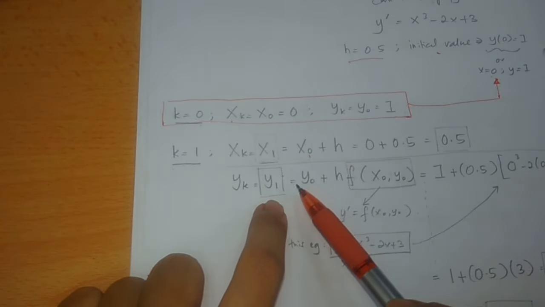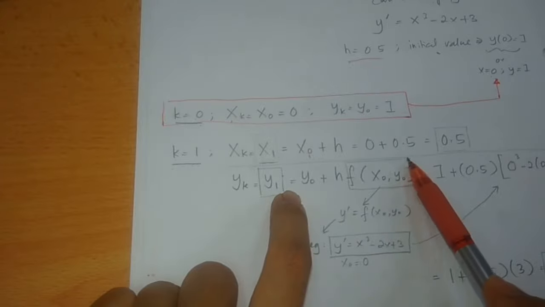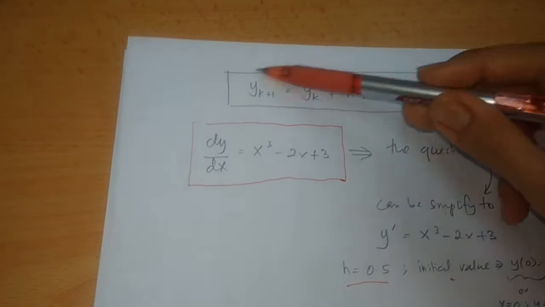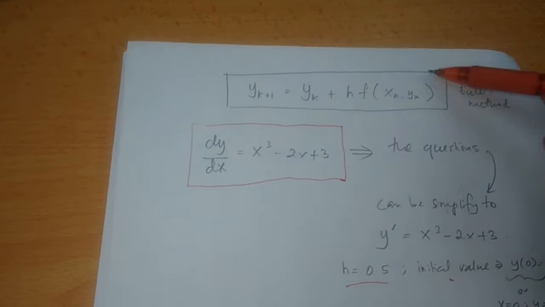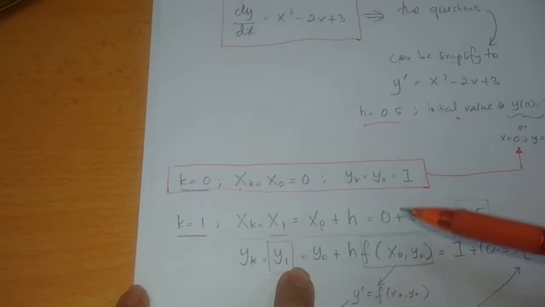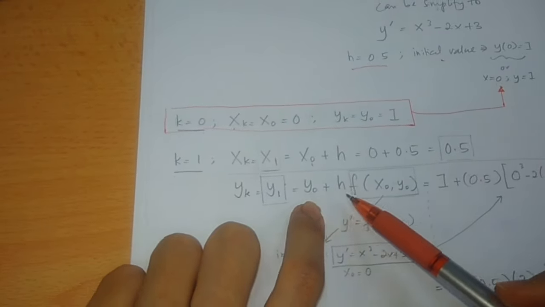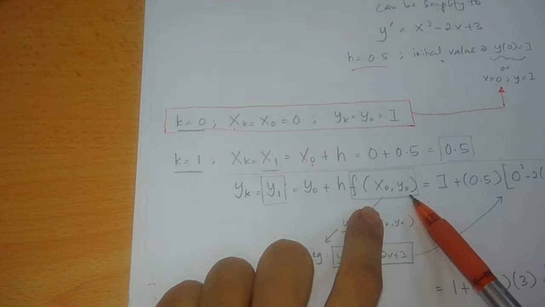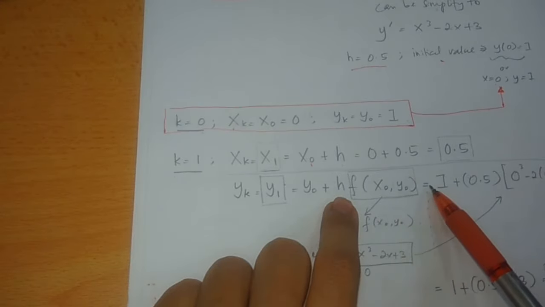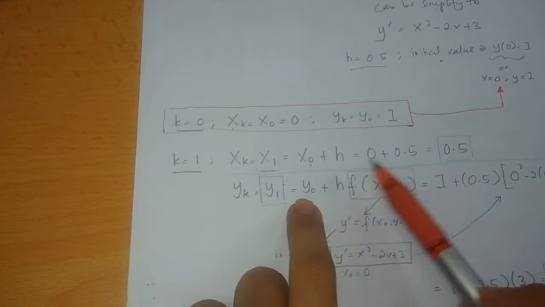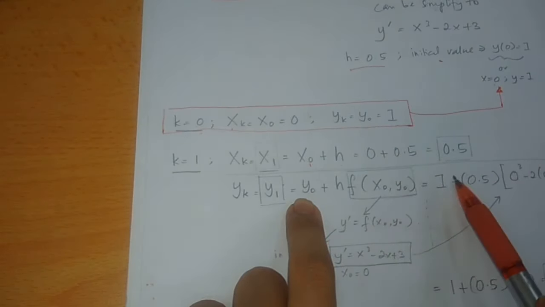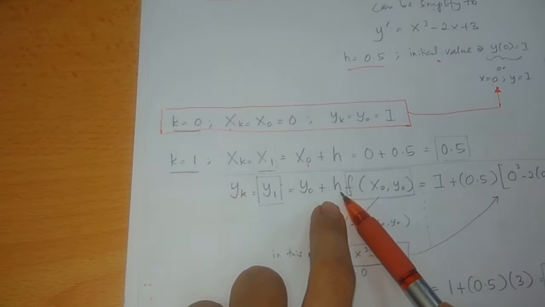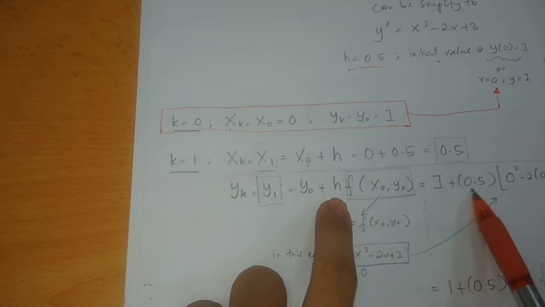So y1 is equal to, using the formula here. Remember the formula that I showed you here. This is the one that we are going to use iteratively. So you have y0 plus h times the function f(x0, y0). Here, y0 is equivalent to 1. Remember, y0 equals 1. And then plus h, where h is the step size. So that's why we put step size here.